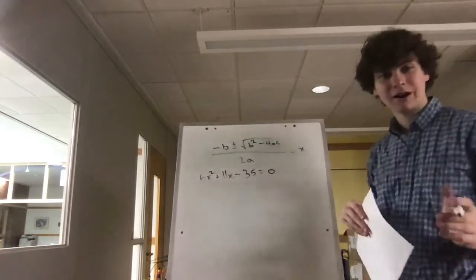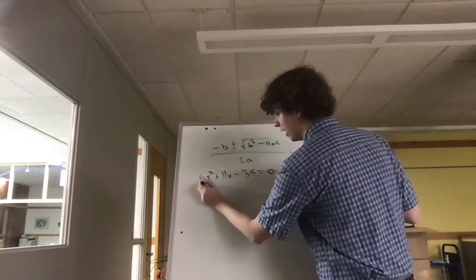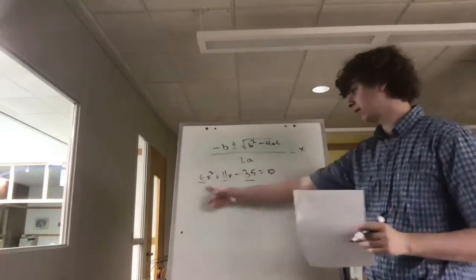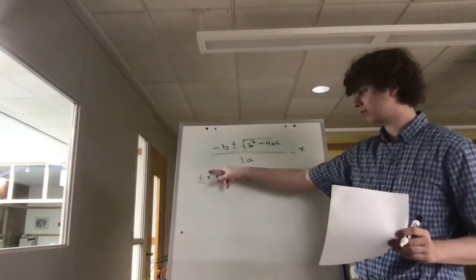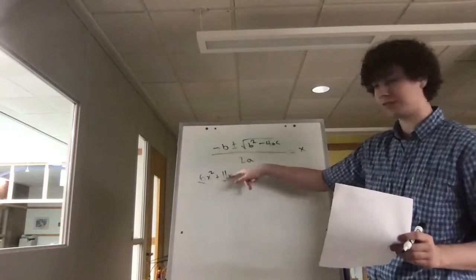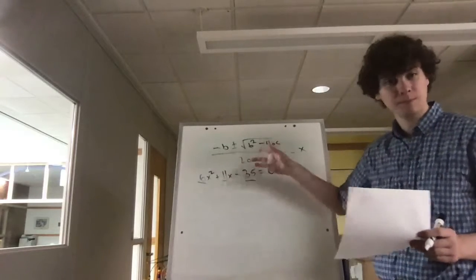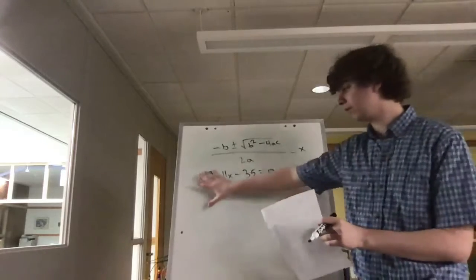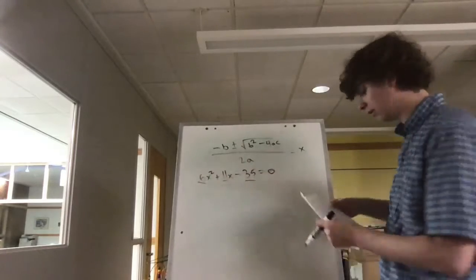Now, what are our a, b, and c? A, B, C. Just like that. So the A term goes with the x squared, B goes with the x, and then the C goes with the not x, essentially. So let's put all of these into our quadratic formula now.